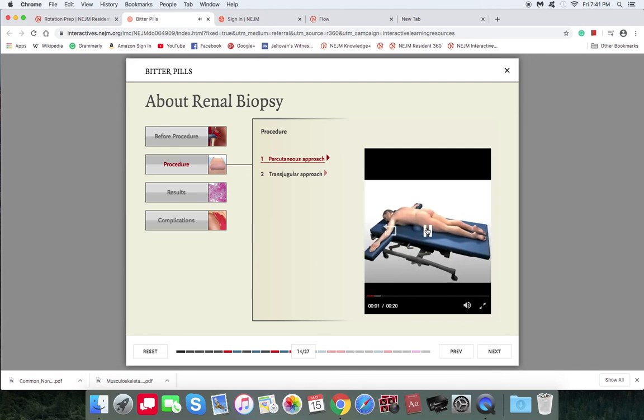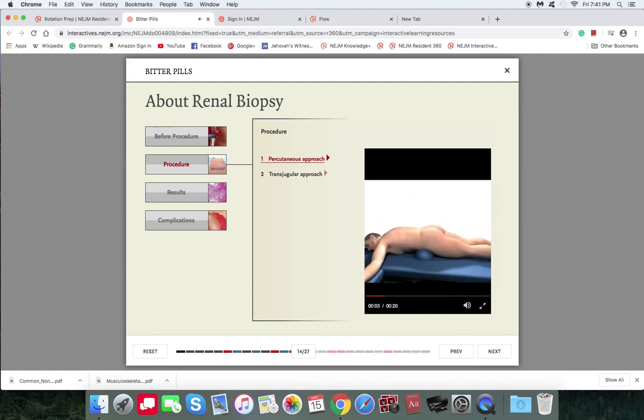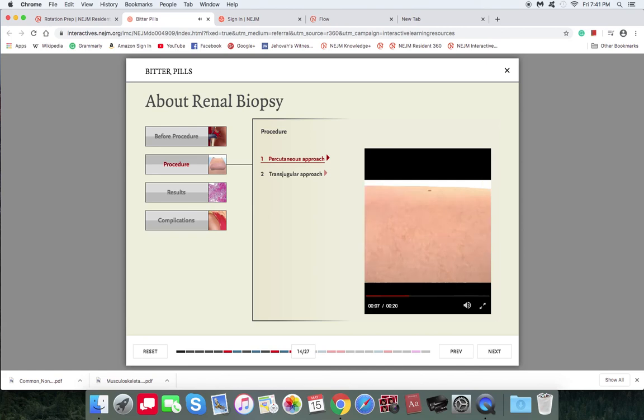In the percutaneous approach to renal biopsy, the patient is in the prone position and is usually given local anesthesia. Ultrasonography is used to determine the most accessible location for the biopsy, typically the inferior pole of the left kidney.